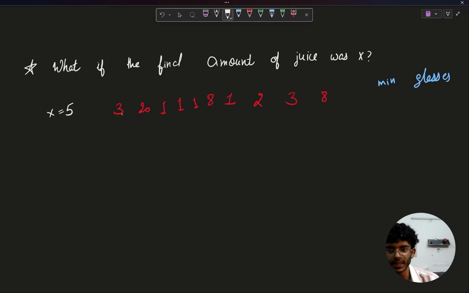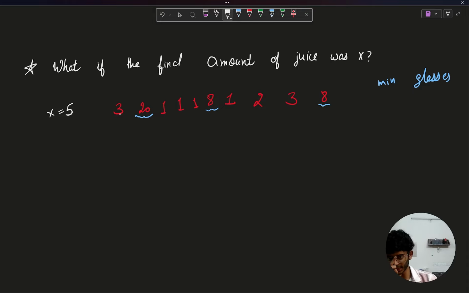Okay, initially we are on 3. We know that we cannot make it 5 as of now, right? Also before that, notice that this glass has to be removed because the total sum has to be 5. There's no way that I can keep this in my list of glasses because all the glasses must have equal weight and there is no way of reducing the amount of juice in this glass, right? Similarly for this and this, right?